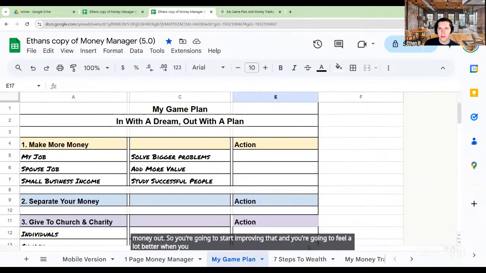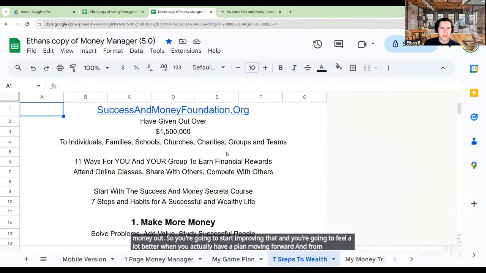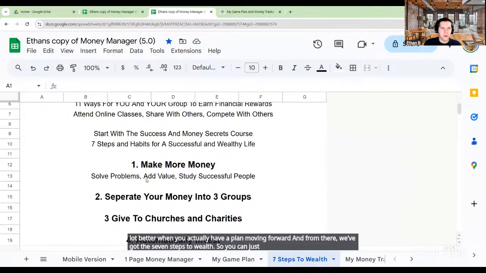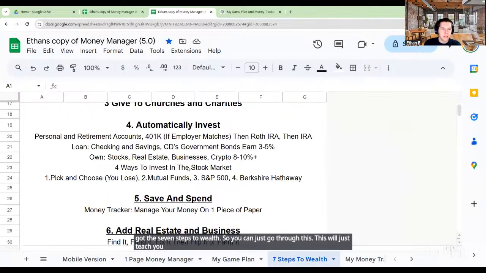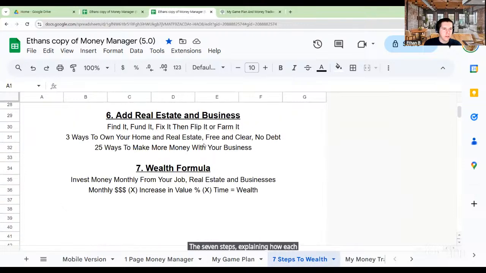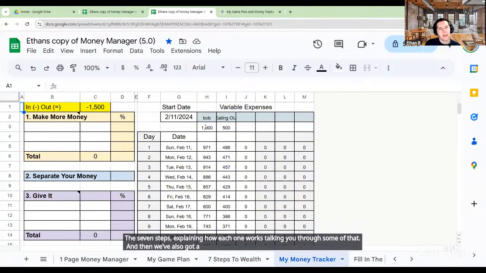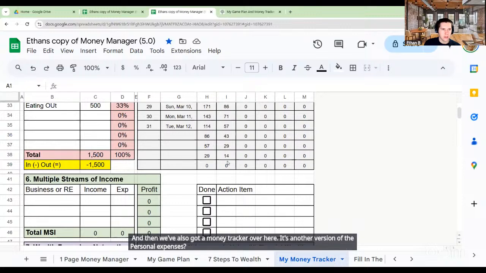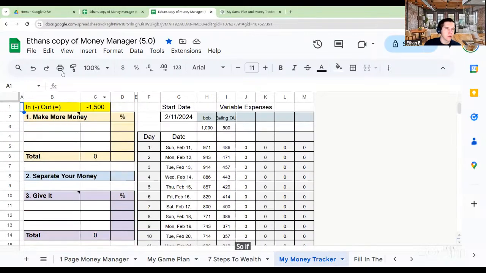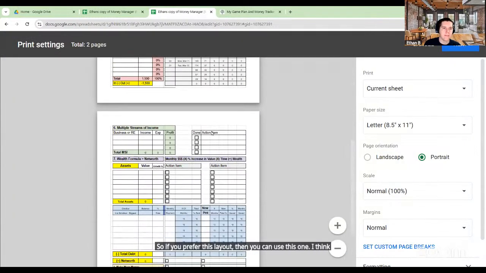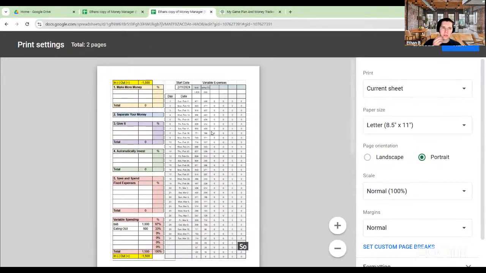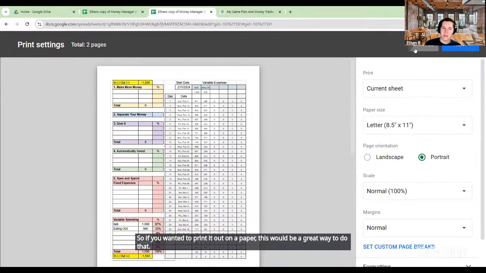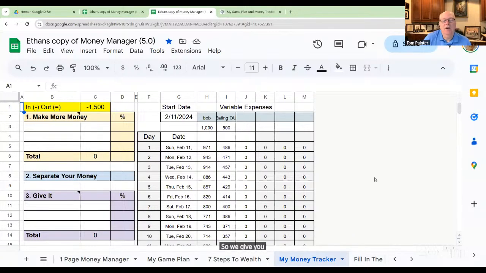And from there, we've got the 7 steps to wealth. So you can just go through this. This will just teach you the 7 steps, explaining how each one works, talking you through some of that. And then we've also got a money tracker over here. It's another version of the personal expenses. So if you prefer this layout, then you can use this one. I think this one can be printed. Yeah. So if you wanted to print it out on a paper, this would be a great way to do that. So we give you 3 or 4 different options of how you can do it.